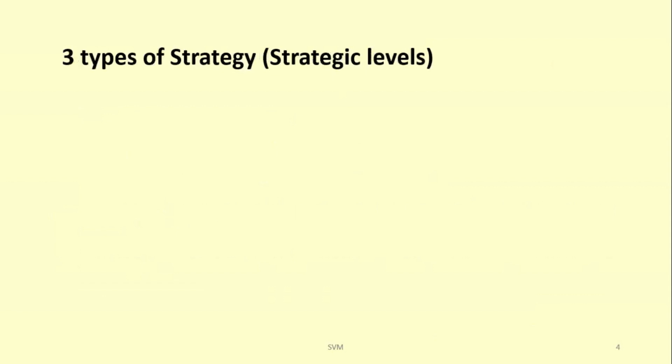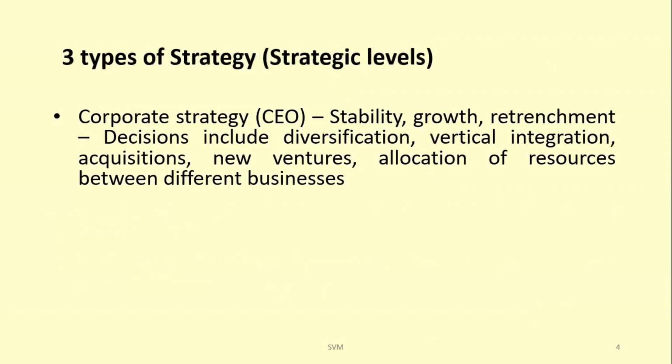Three types of strategy level are there. Corporate strategy, which basically a chief executive officer used to create, which will enable you to have stability and your future growth. And then it may involve some retrenchment. Decisions include your diversification, what we are planning to do. Are we going to do a vertical integration and new acquisitions, what we are planning, new ventures, allocation of resources between different businesses. These all come under your corporate strategies.